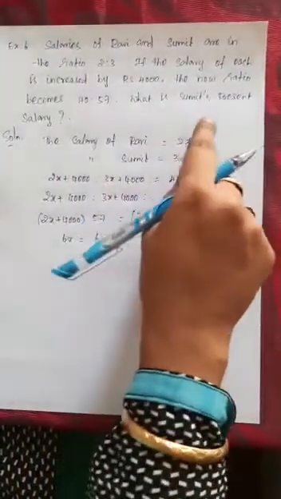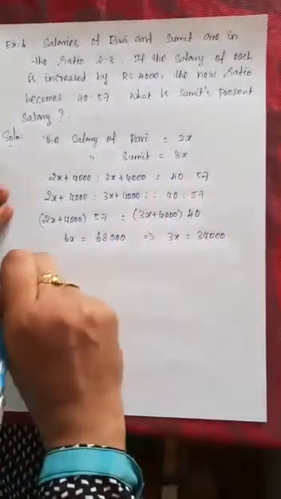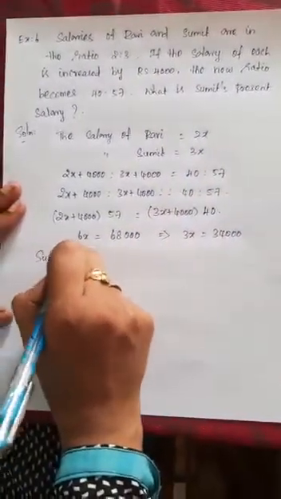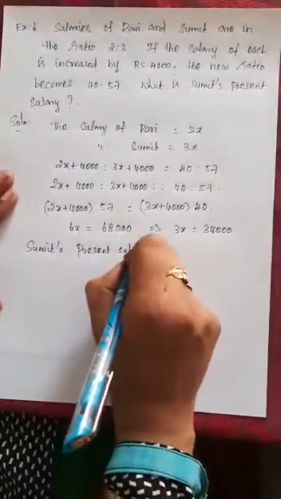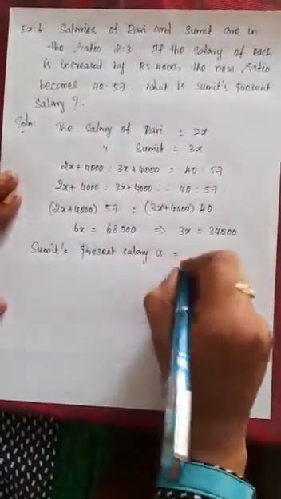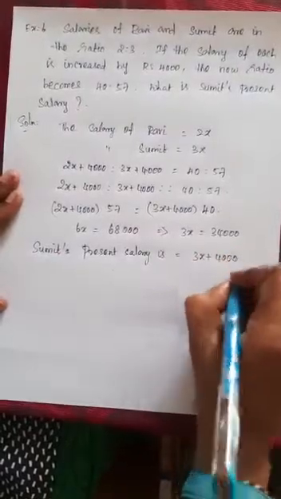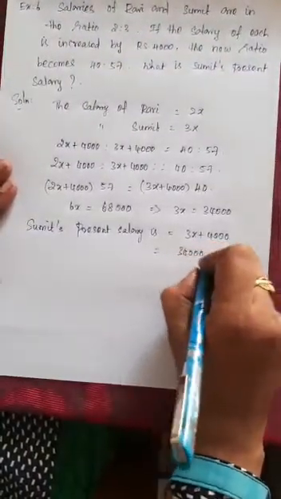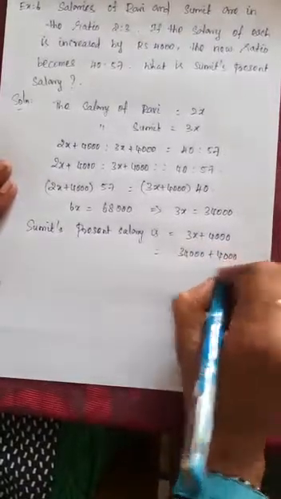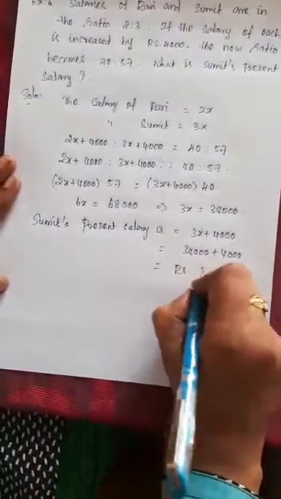Now we find Sumit's present salary. So Sumit's present salary is increased by 4,000. So it is equal to 3x plus 4,000. So 3x is 34,000 plus 4,000. So the total salary is rupees 38,000.